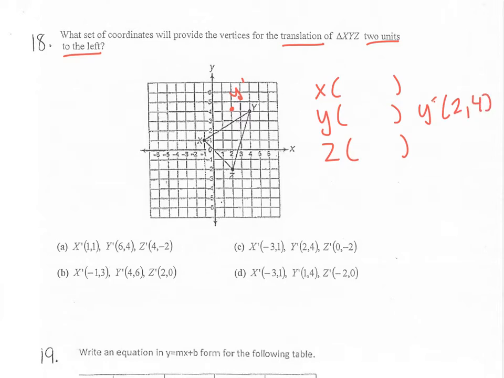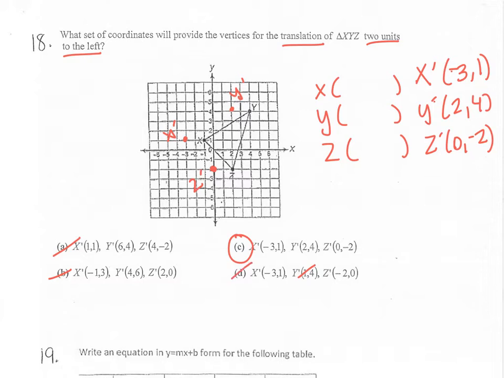If I moved X 2 units to the left, that's going to be at -3, 1. And if I move Z 2 units to the left, 1, 2, it's going to be on the Y axis at 0, -2. And then I could just go find those. So A is out. B is out. C, -3, 1, 2, 4, and 0, -2. Looks like it.